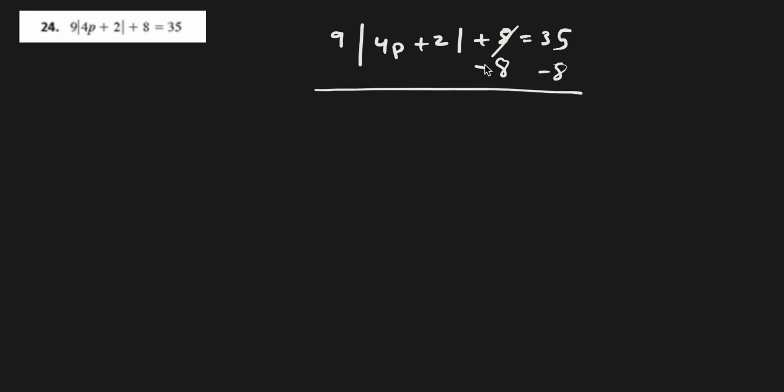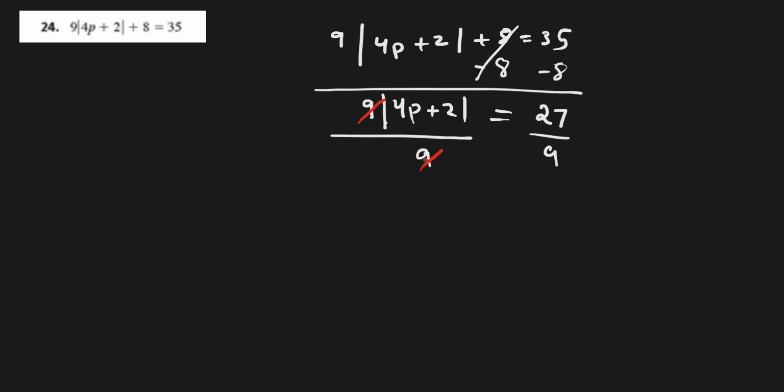This is going to give me 0, and this is going to give me 27. 27 is equal to 9 times the absolute value of 4p plus 2. What we can do is divide both sides by 9, and this cancels with this, and 27 divided by 9 is going to be equal to 3: 9, 18, 27. So the absolute value of 4p plus 2 equals 3. Now we can produce our two separate equations.